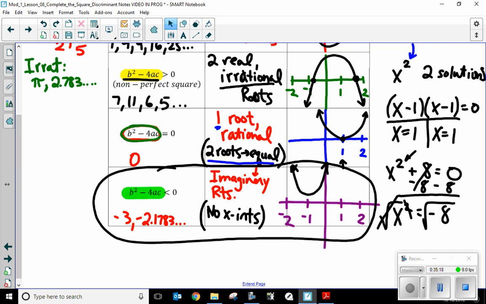Now, we will get to a point where we will handle negatives underneath the square root, and we will call those numbers imaginary numbers. That's where this comes in, the term imaginary roots, okay? Because they're not real. They're imaginary.